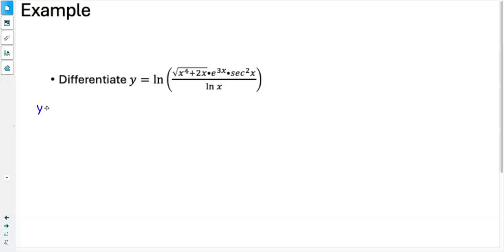So this is the same as saying y is equal to the natural logarithm of the square root of x to the 4 plus 2x, plus the natural logarithm of e to 3x, plus the natural logarithm of secant squared x, minus the natural logarithm of the natural logarithm of x.